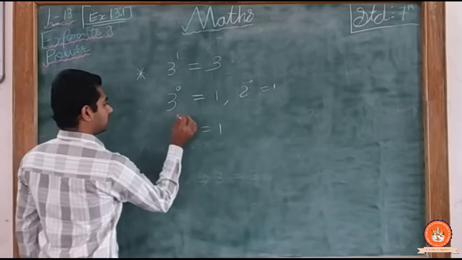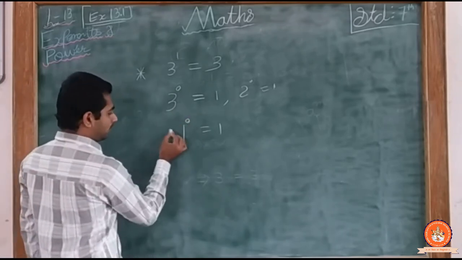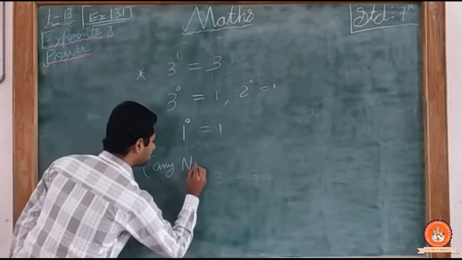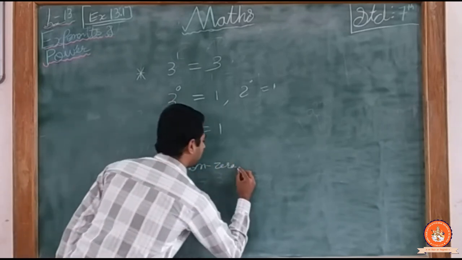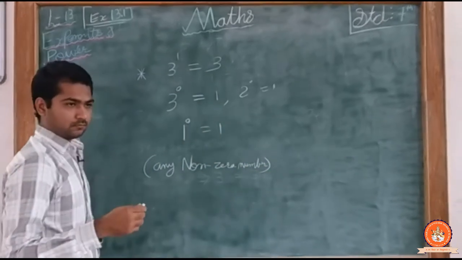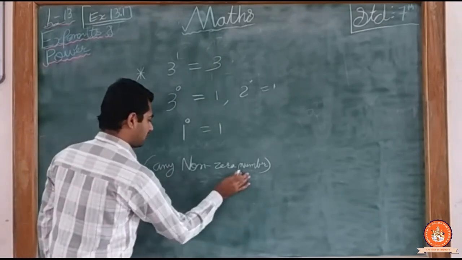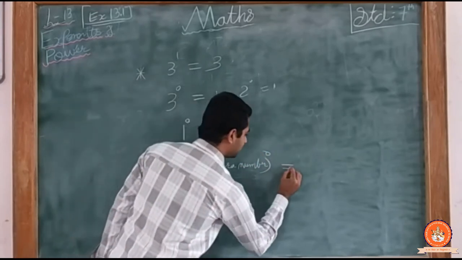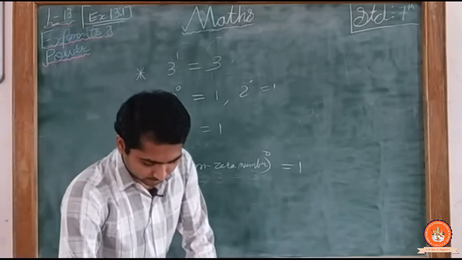So from this, if the power, or you can say exponent, is 0, then for any non-zero number I can write like this: if I have a base which is non-zero, which means 1, 2, 3, 4, 5, 6 up to infinity, any non-zero number raised to power 0, its answer is 1. Clear?